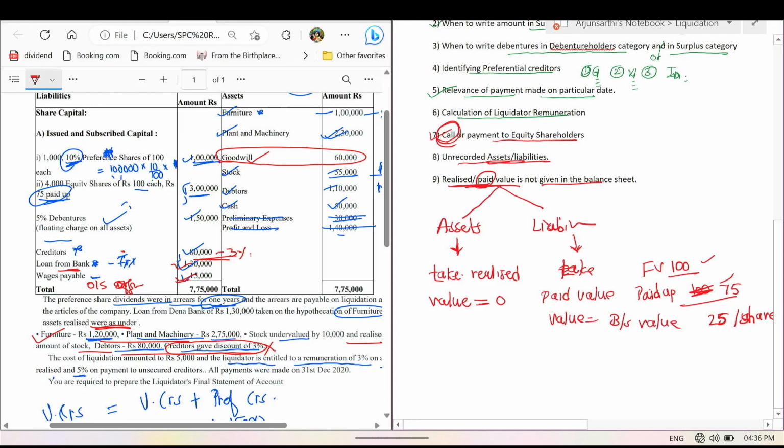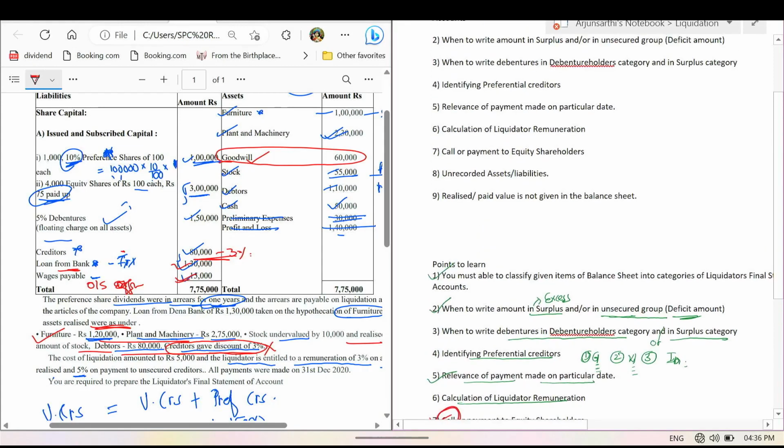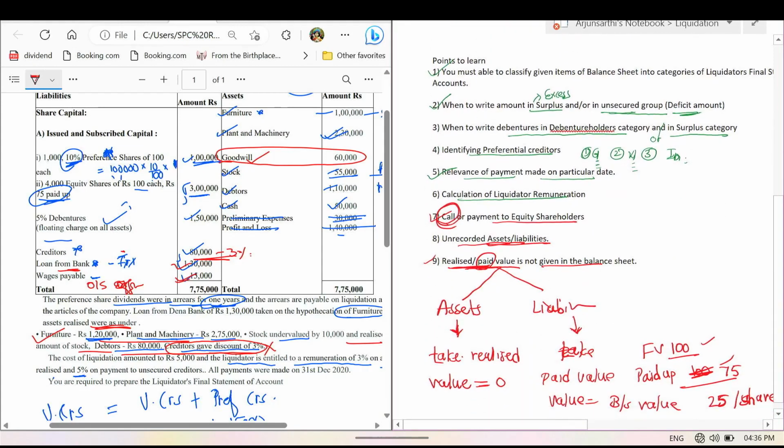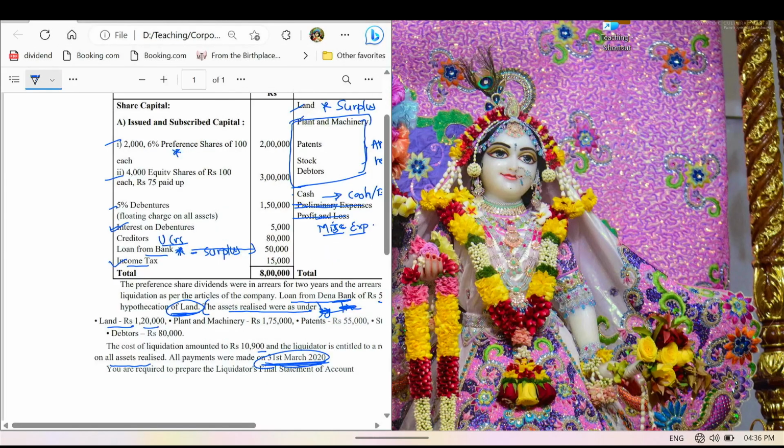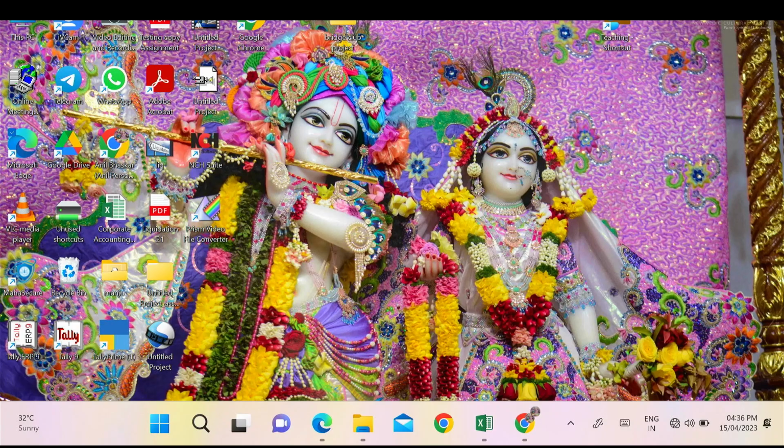Understood? Now we have covered every possibility of the liquidator's final statement. This much knowledge I have related to the liquidator's final statement. Some part may be missing here, but related to your exam I have covered everything. Try to solve problem numbers 1, 2, 3, these 3 problems before the exam.